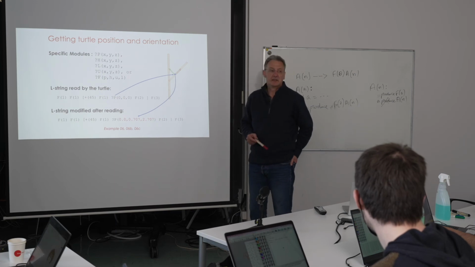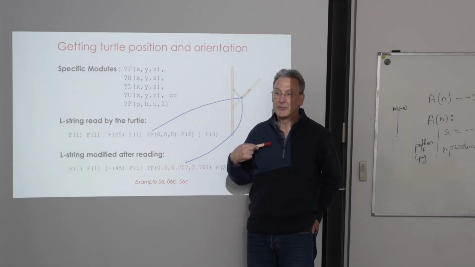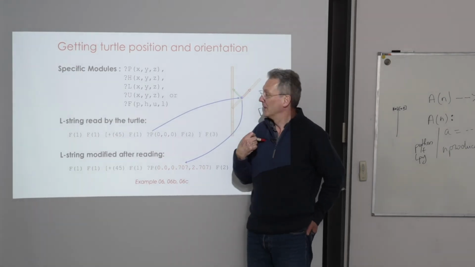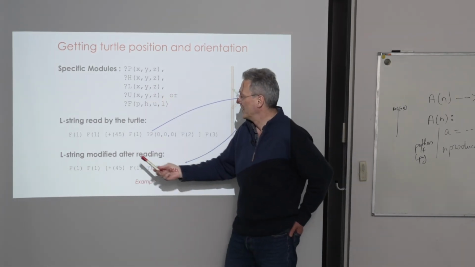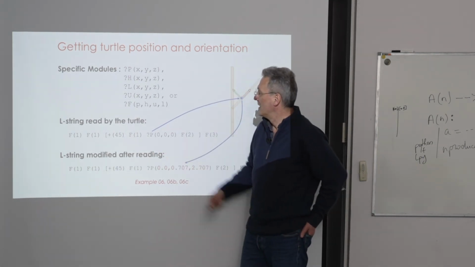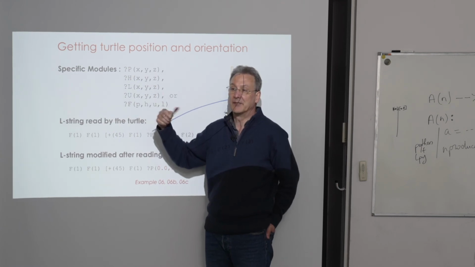Because there are a couple of slides left, and it would be nice to finish this. I think by 6 we are finished. There are a number of modules that make it possible to retrieve the state of the turtle. And this is how it goes. You have the string, and at some point you want the position of the turtle. So there is a special module that is $P.